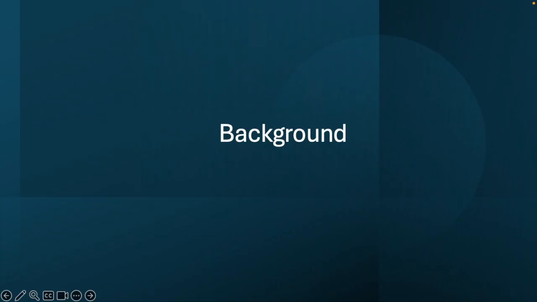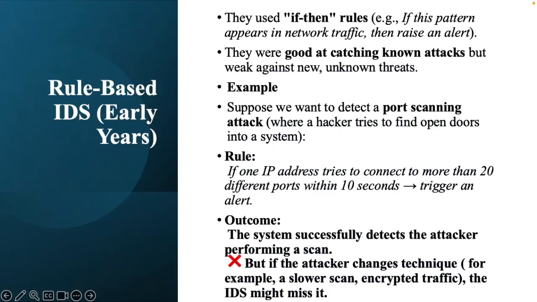Before discussing adversarial attack, let's briefly review how IDS evolved from rule-based systems to machine learning-based systems. Early IDS systems use static signatures and rules, like if an IP scans many ports, raise an alert. These systems were good for known attacks, but failed against novel or slow stealth attacks. Attacks could possibly bypass rules by modifying behavior patterns.